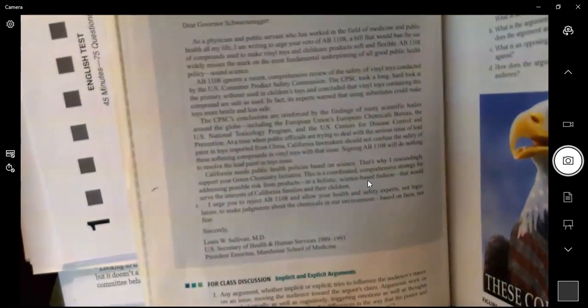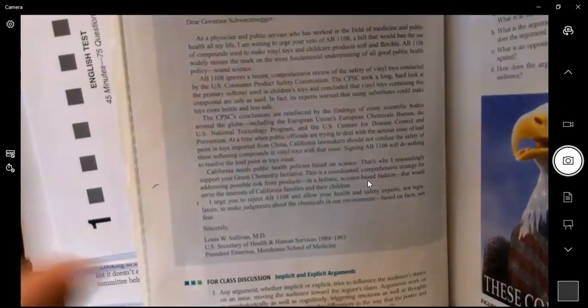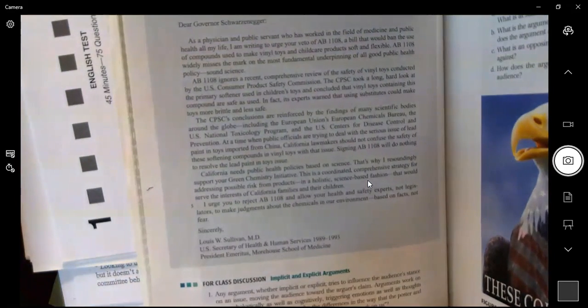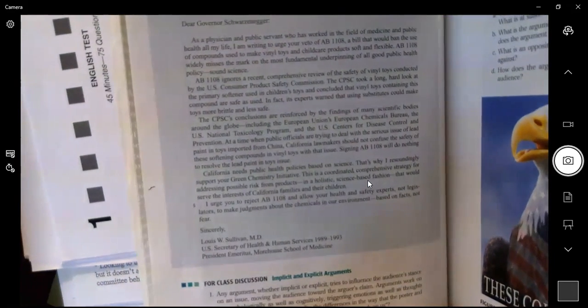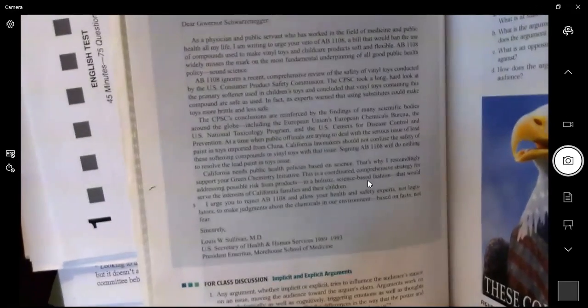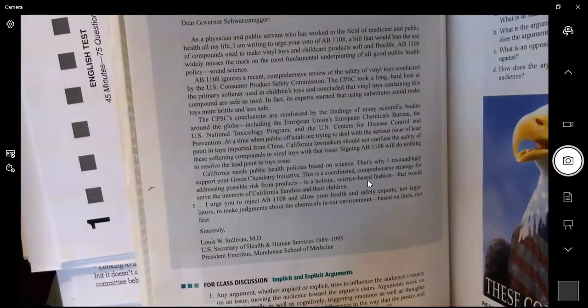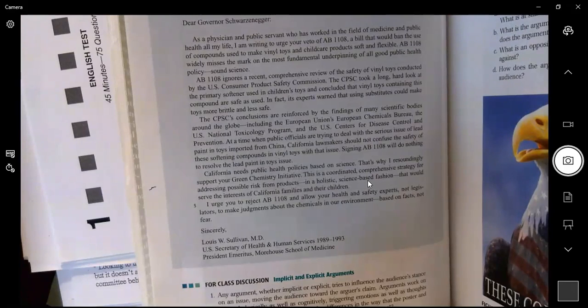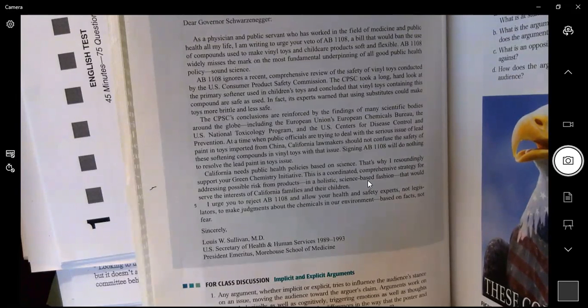If you look on the next page, this argument is actually an explicit argument. It is a letter to the editor, and I'm not going to spend a whole lot of time on it, but it says, I urge you to reject AB 1108 and allow your health and safety experts, not legislators, to make judgments about the chemicals in our environment based on facts, not fear. So it says exactly what he wants his governor to do. And this was in California at the time when Arnold Schwarzenegger was governor, the governator.